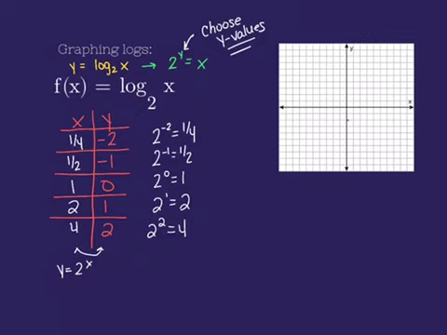I'm going to go over a half and down 1. I'm going to go over 1 and up 0. I'm going to go over 2 and up 1, and then I'm going to go over 4 and up 2.